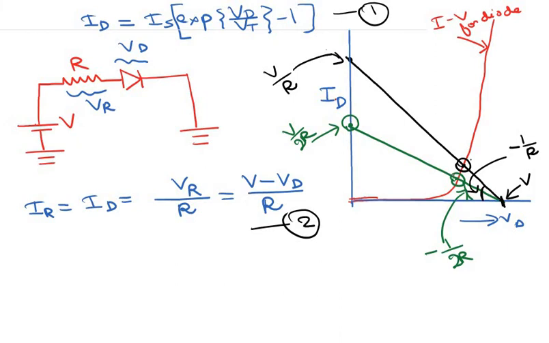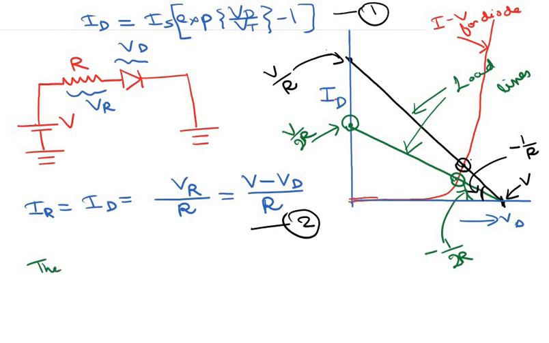Okay, so these straight lines, basically this line and this line over here, the slope of these lines depends on the load resistor R. So these lines are basically known as load lines. This line is known as a load line because it basically depends on the load resistor R.